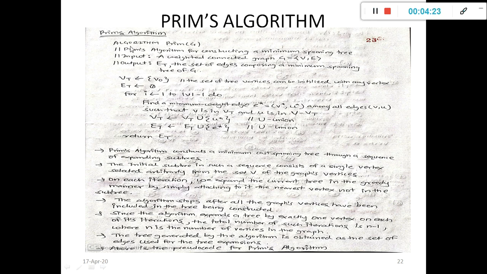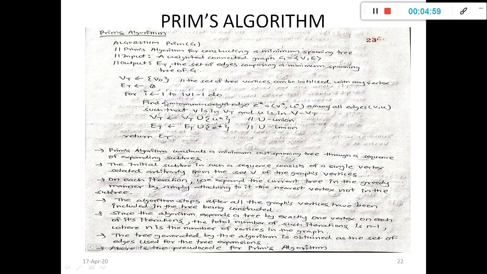The input for Prim's algorithm is the weighted connected graph, and the output from Prim's algorithm is the set of edges that composes a minimum cost spanning tree. Then first choose one of the vertices randomly from the available vertices of the given input graph and initialize it as Vt. This is a randomly chosen vertex from the available vertices. Then initialize the edge set with 0.